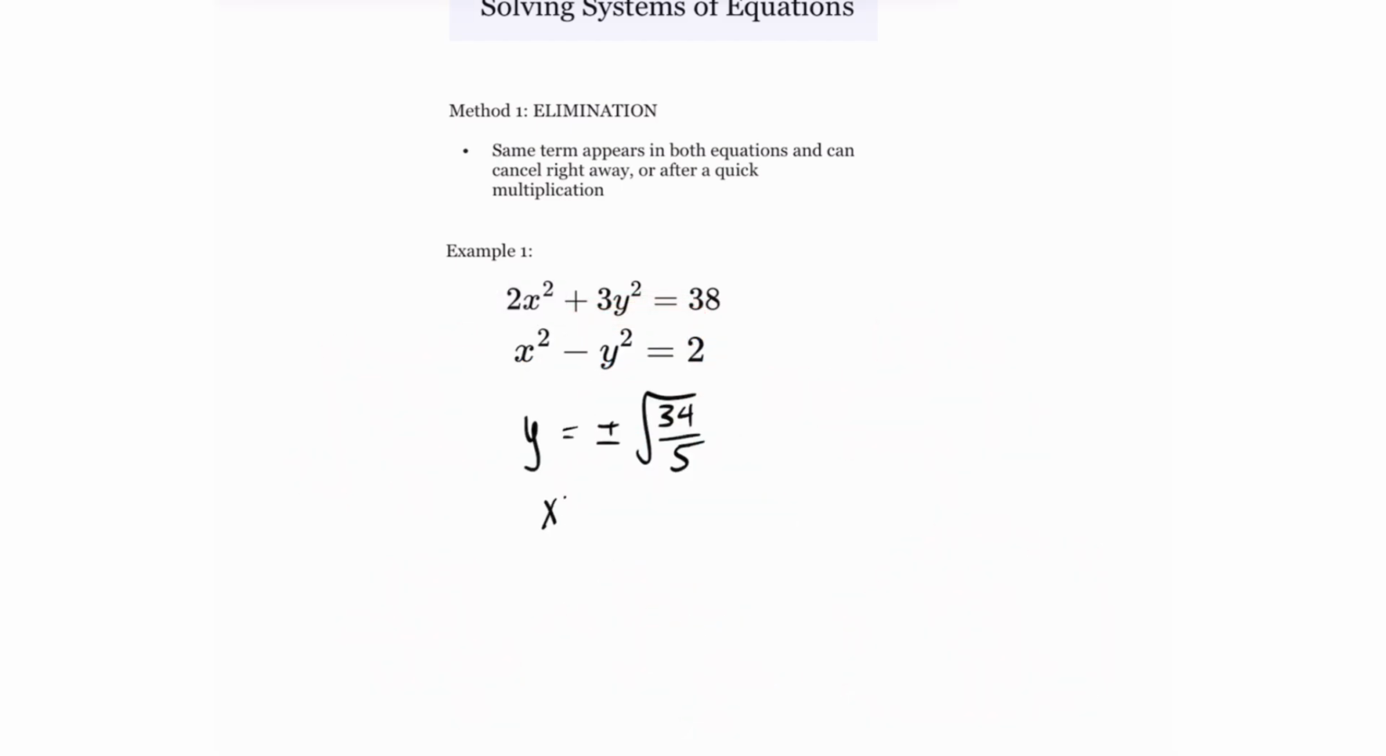Alright, now that we've found our y value, we must find the corresponding x values. So we use the simplest equation of the two, which is the second, and we isolate x. So this is 2 plus y squared. And recall that y squared is just 34 over 5. So we can directly plug this in.